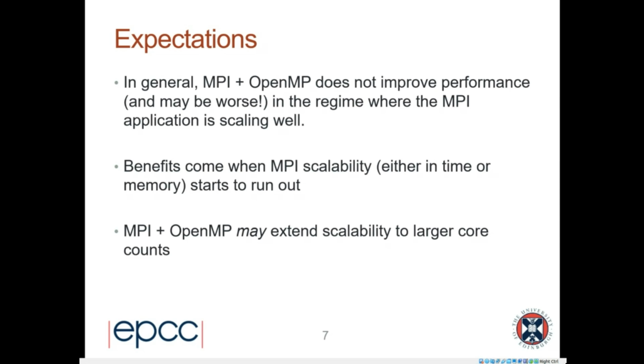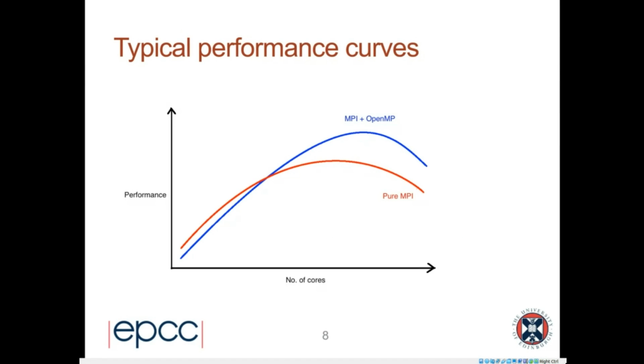However, the benefits come when the scalability of your MPI program runs out, either in runtime or memory, and we'll see that you can actually use OpenMP to share memory. Where people have had successes is where their MPI program has run out of steam, and by adding OpenMP, they've been able to extend the scalability to larger core counts. This is a typical performance we'd expect. And this is why developing hybrid MPI OpenMP codes is quite tough, because of course you develop codes on small numbers of cores, but to see the benefit, you need to run on large numbers.